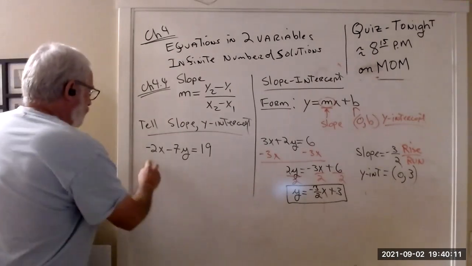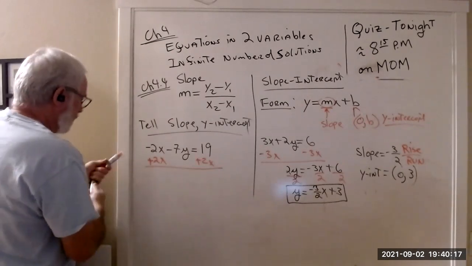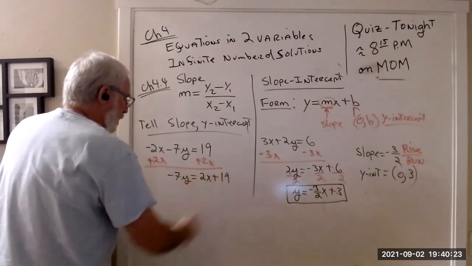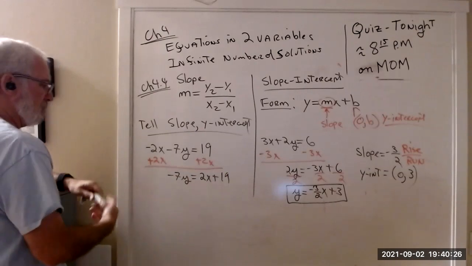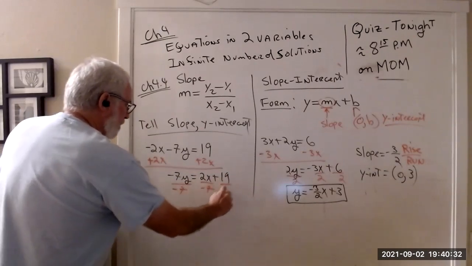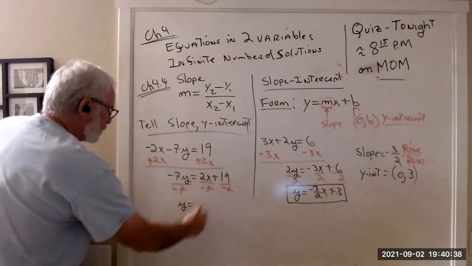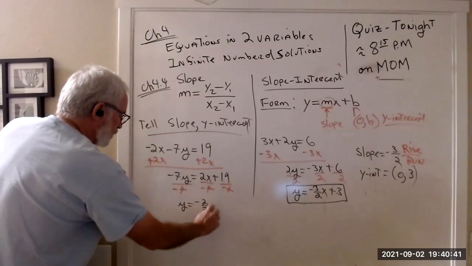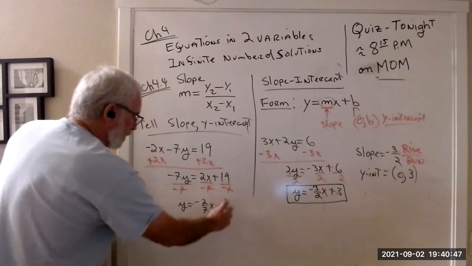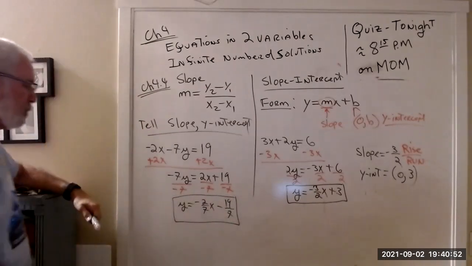So I'm going to add 2x to both sides. We're going to get negative 7y equals 2x plus 19. It's ugly, but I'm going to divide everybody by negative 7. And I get y equals negative 2/7 x minus 19/7, just to clean it up. That's called slope intercept form.